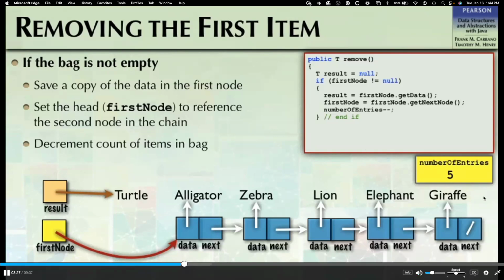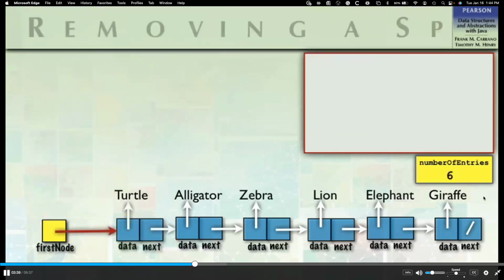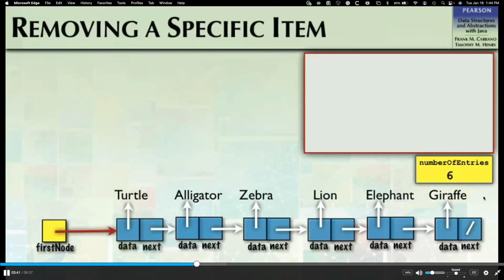We can decrement number of entries to reflect that the item has been removed. Last, we can return result so the client knows what item was removed. Let's reset our bag and linked chain and see how we can use a remove method to help us remove a specific item from the bag.